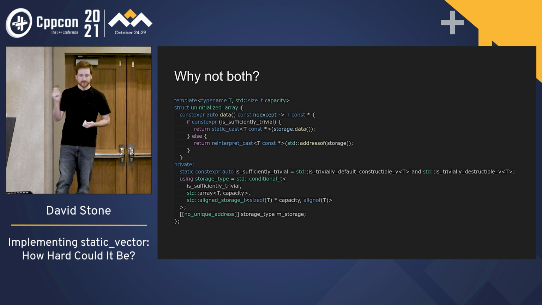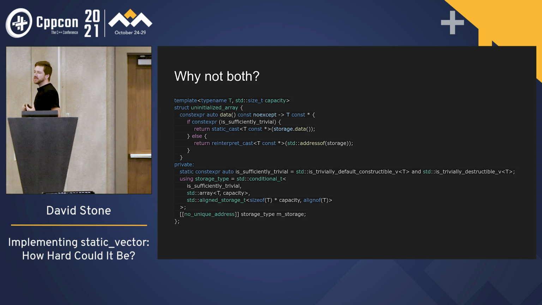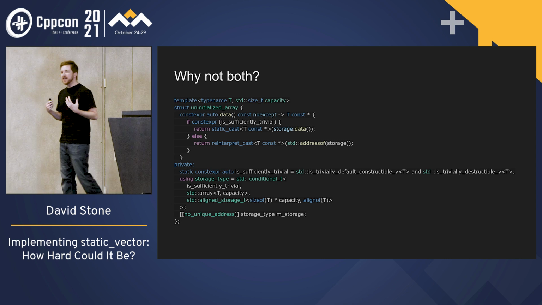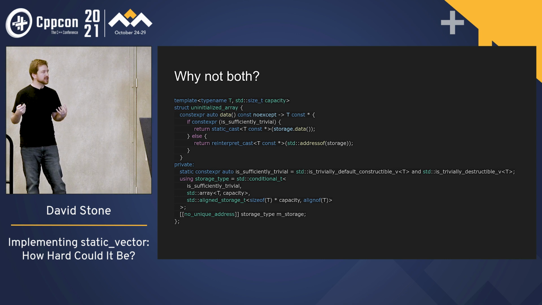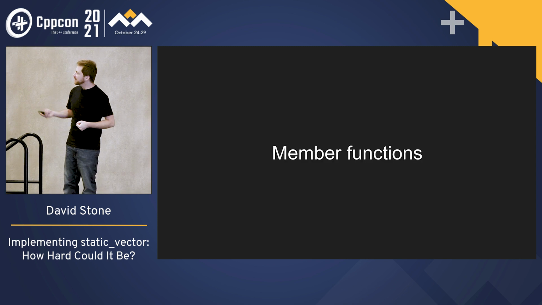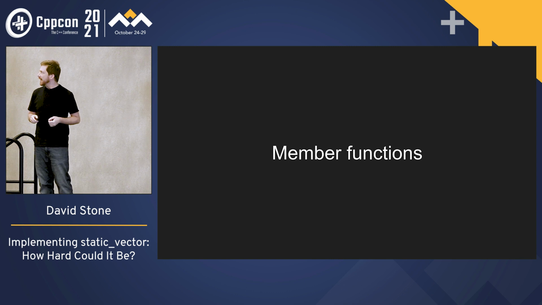Okay. So now let's go into the member functions. What do we have to do to actually implement all of the operations now that we've kind of figured out what we want the data structure to look like? So first one, pop_back. Pop_back is simple. We just make sure that it's not empty. It's a precondition, and destroy the last element and reduce the size. This is about as simple as you can get.